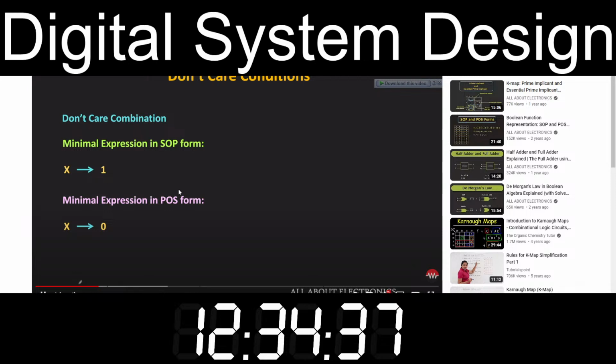So let us take a few examples so that it will get clear to you. The usage of the don't care term is optional. But if using the don't care terms gives further simplification of the Boolean function, then we should use these don't care terms.